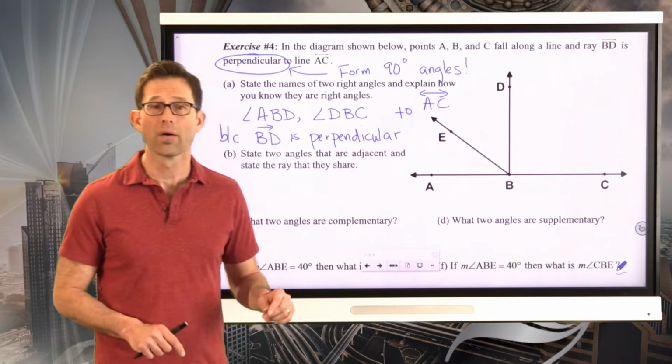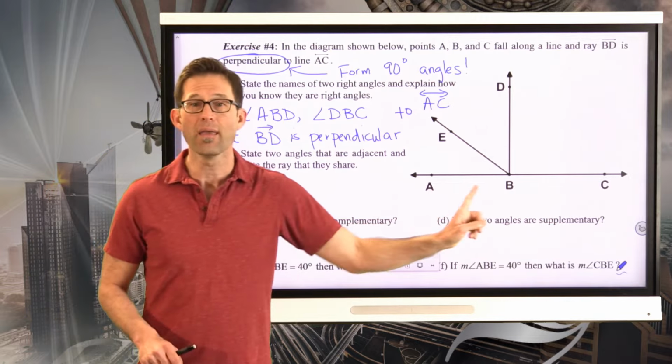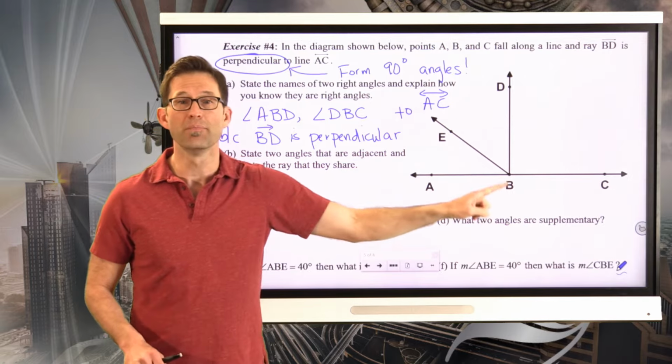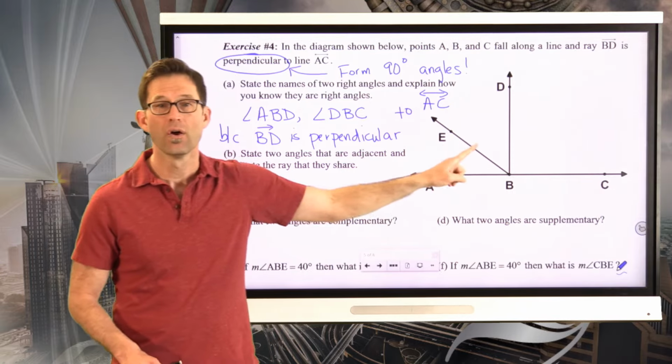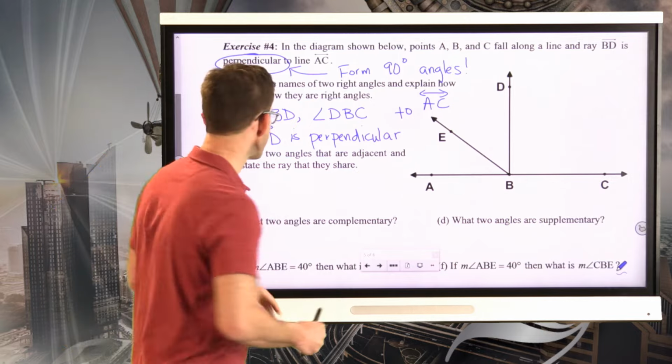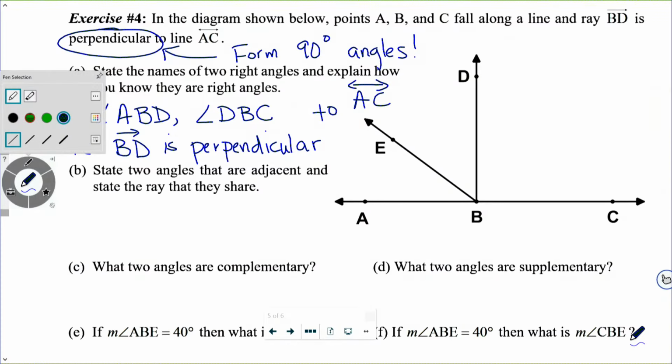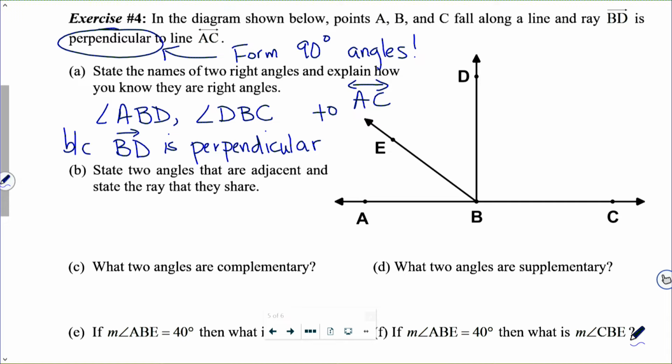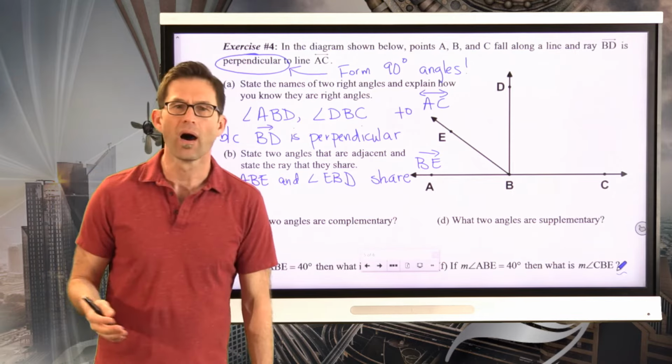All right, well, one pair of adjacent angles would be angle ABE and angle DBE, right? Because they share ray BE. So let's write those down, okay? Let me just change that back to blue. So we've got angle ABE and angle EBD, and they share ray BE. All right, so that's one pair, and I think that's a pretty obvious pair.